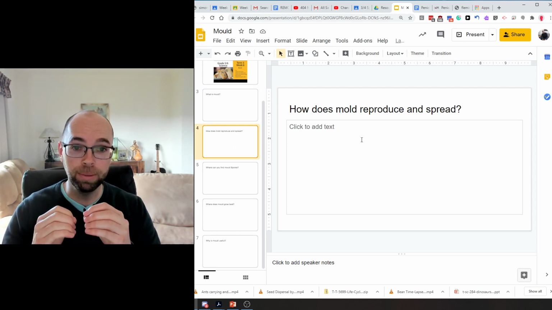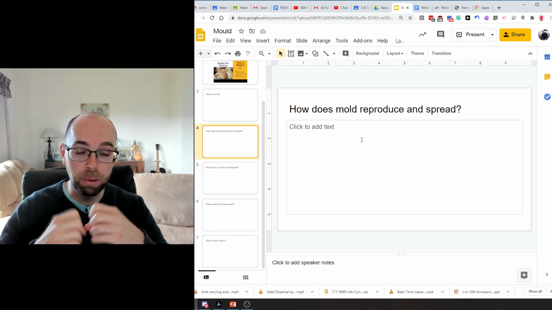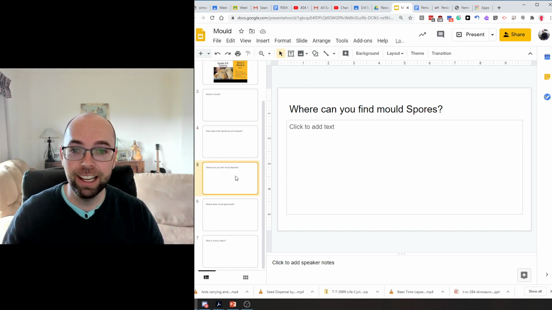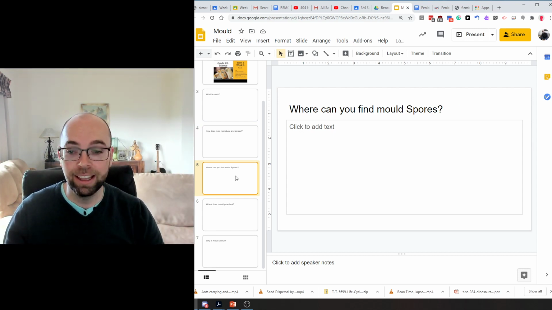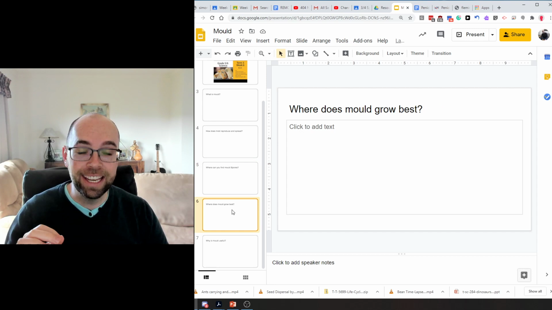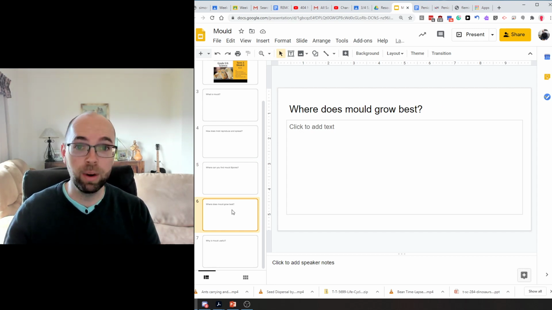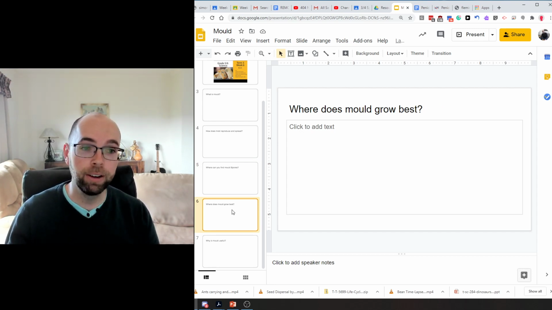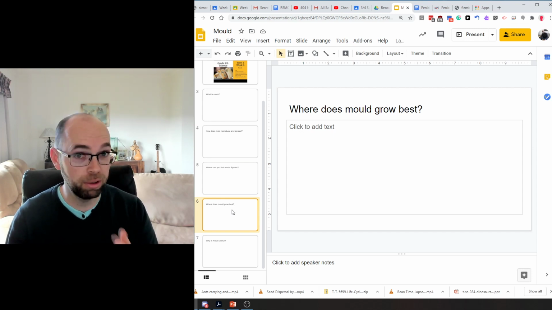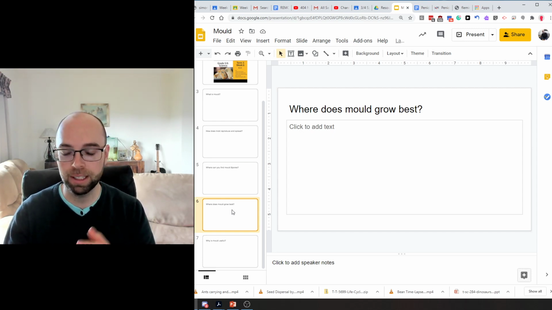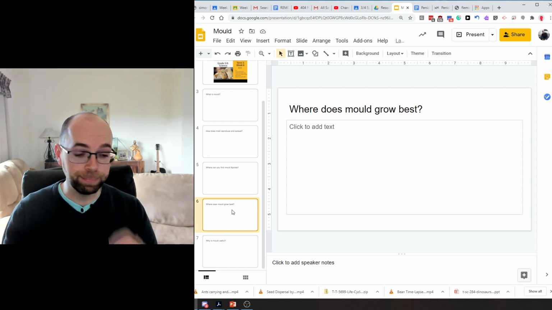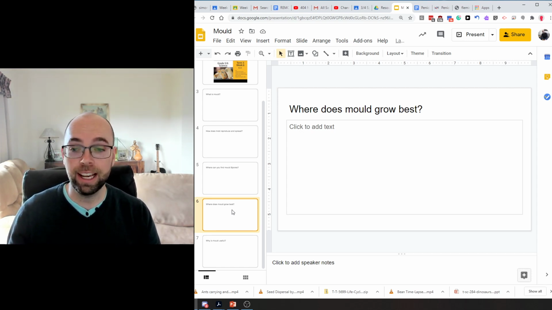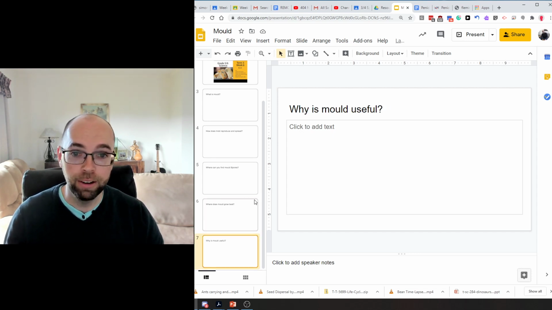It uses spores. Those spores are released into the air. They float around and land on something. They need to land somewhere where there is moisture, water, and food, maybe like fruit or bread or something else, even wood in some cases, and it needs warmth as well. We learned that all of those things were required for mold to grow.